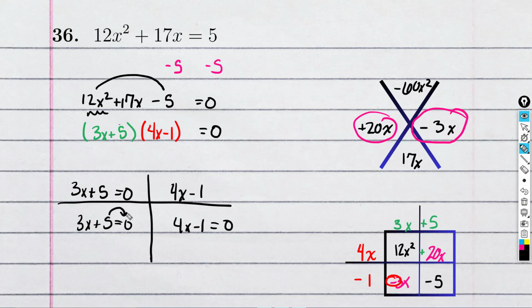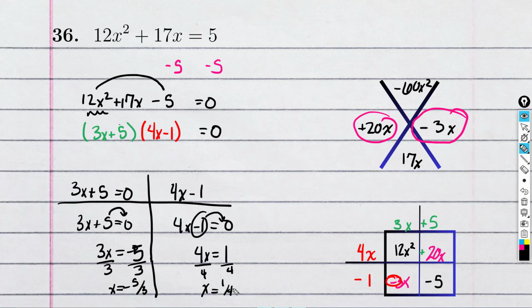So I need to move the 5 over to the right hand side, so it gives me 3x is equal to negative 5. Divide both sides by 3. X is equal to negative 5/3. Move the negative 1 to the right. So 4x is equal to a positive 1. Divide both sides by 4. X is equal to 1/4. So my solution is x equals the set negative 5/3, comma 1/4.